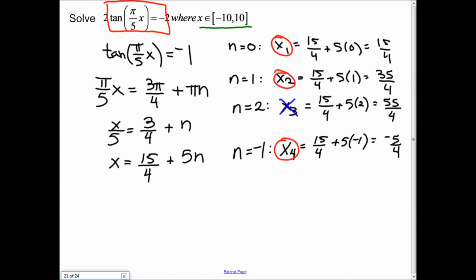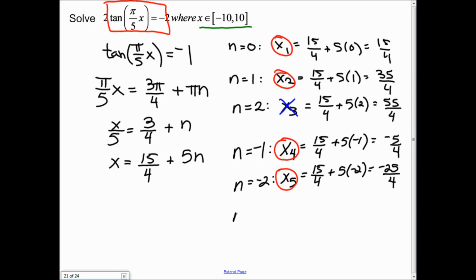So now we're going to take a look at another n value. N is equal to -2. If n is equal to -2, we end up having 15 over 4 plus 5 times negative 2, and that's 15 over 4 minus 40 over 4, and that will be negative 25 over 4. And that still falls within a range of negative 10 to 10, and so it's acceptable as well.